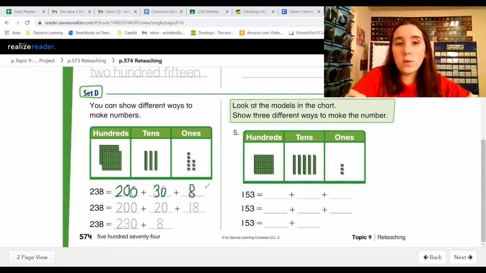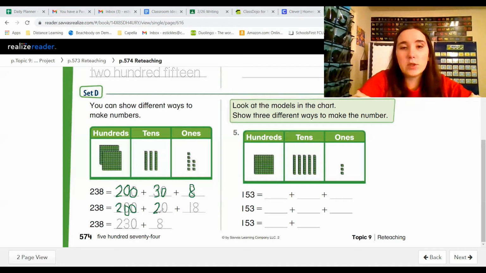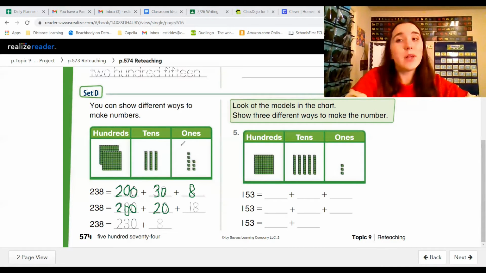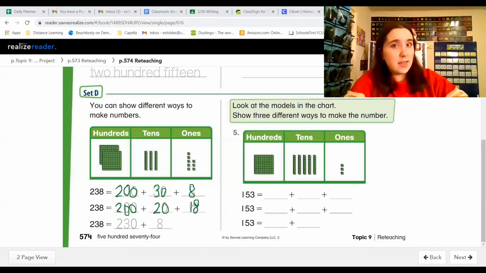Now we have to think of another way. An easy way to do this is to move just like 1 ten over to the ones place. So we would still have 2 hundreds, that wouldn't change. But then in the tens, if we took one of these tens and we regrouped it into 10 ones, we would only have 2 tens left. So then we'd say plus 20. And then we wouldn't have 8 ones, we would have those 8 ones plus the 10 that we just regrouped. And 8 plus 10 is 18. So another way to write out 238 would be 200 plus 20 plus 18.